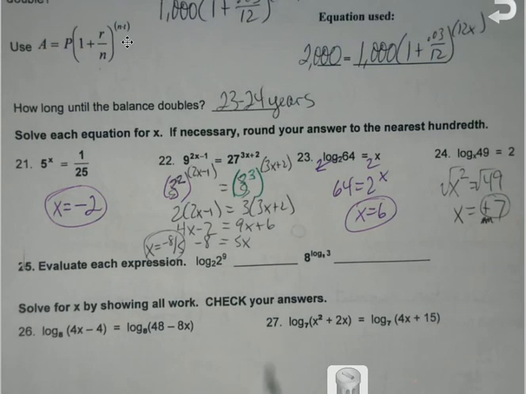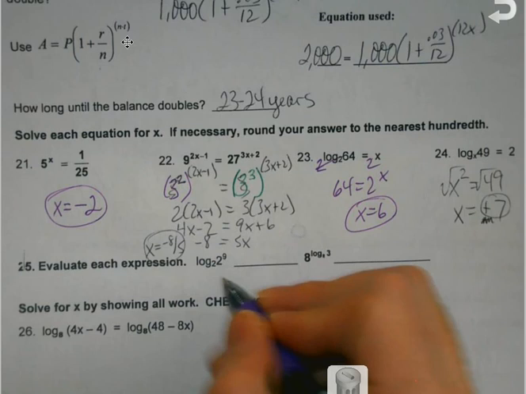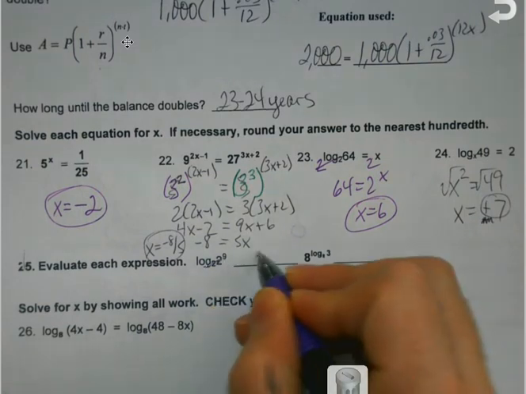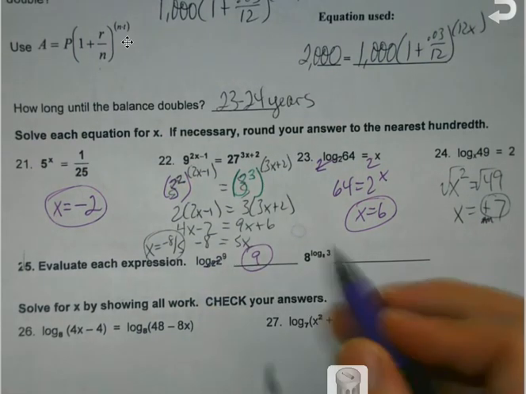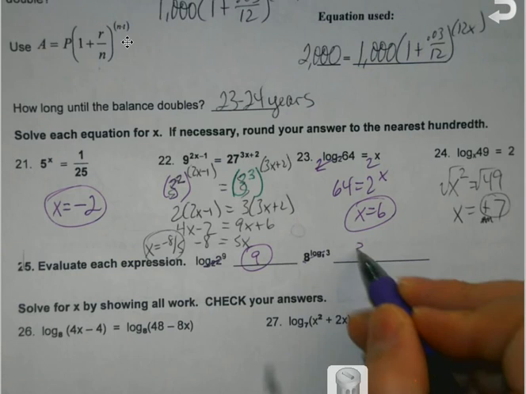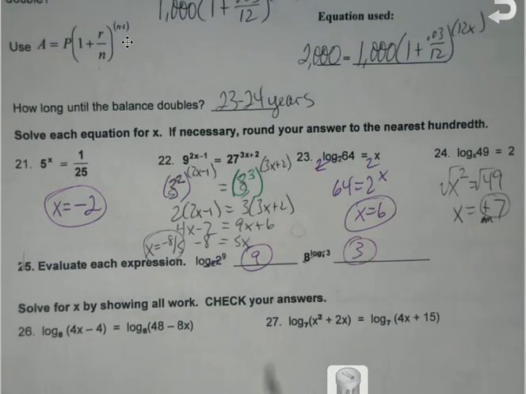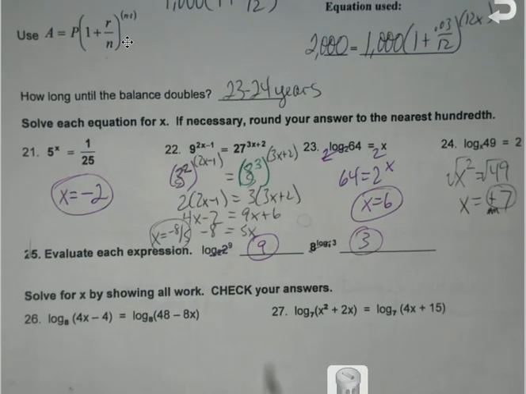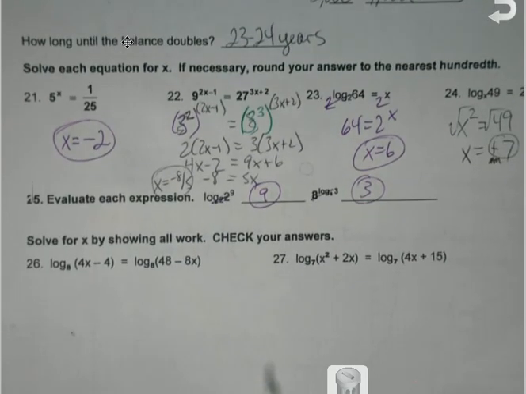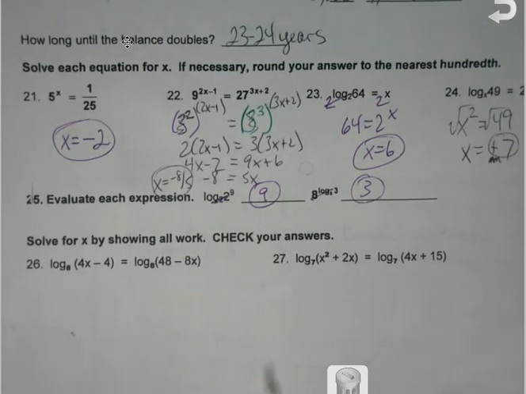Be careful. Okay. Evaluate. Here's a couple of gimmies. Log base 2 and 2 are inverses. I'll take the 9. 8 and log base 8 are inverses. I'll take what's left. You wish there were more of those on there, don't you? And then finally, and I wasn't mean down here either, okay, solve for x by showing work, check your answers.